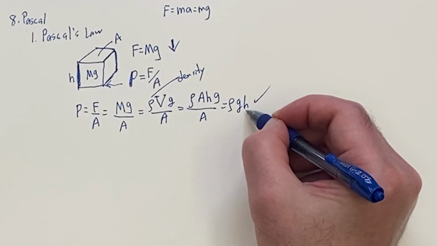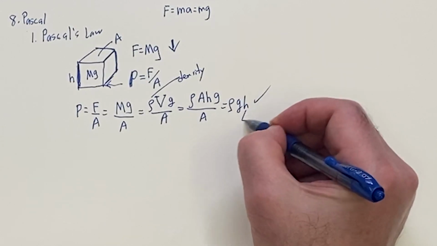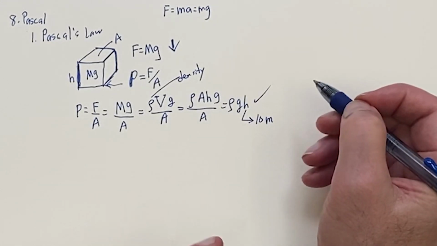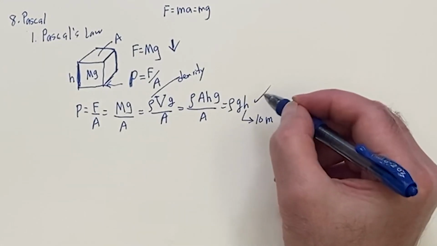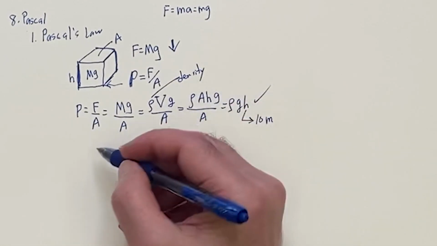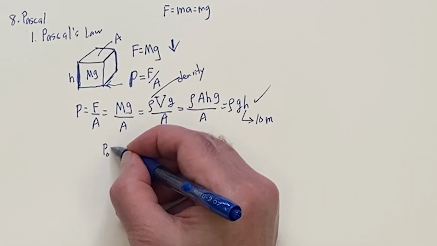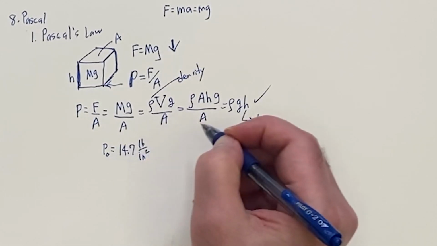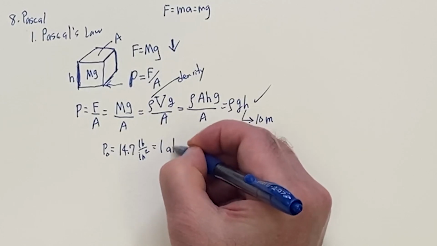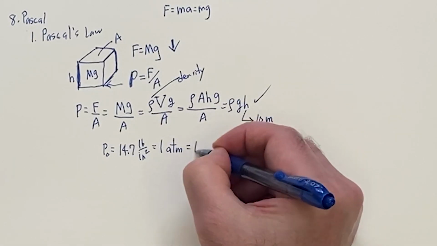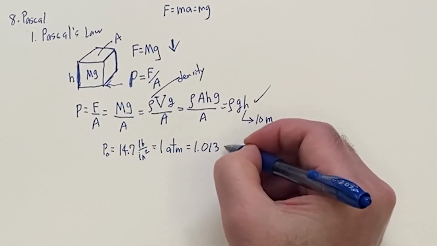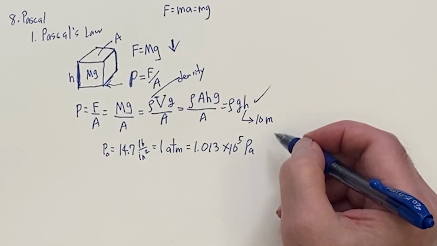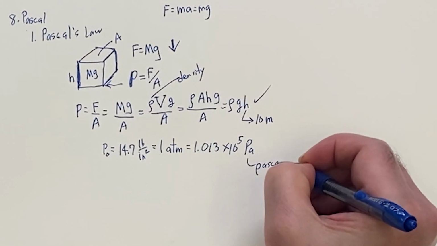And what's really neat about this is that if you go down here 10 meters, which is about 30 feet, then it turns out you pick up another atmosphere. Now, atmospheric pressure, P naught, is 14.7 pounds per square inch, also called 1 atmosphere, also called 1.013 times 10 to the 5th Pa, named after Pascal. So these are like Pascals.